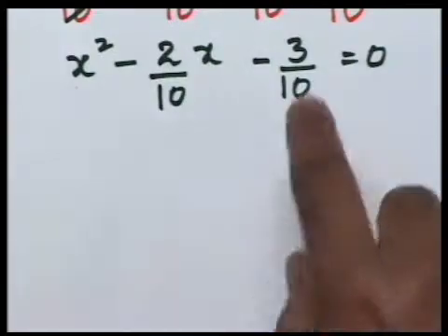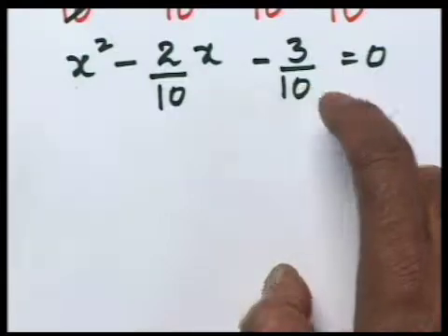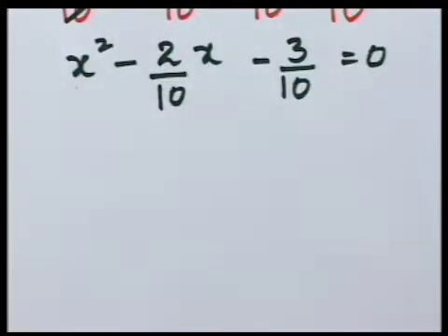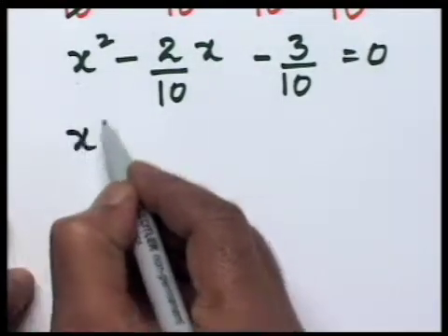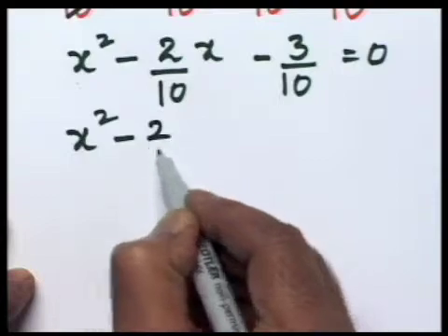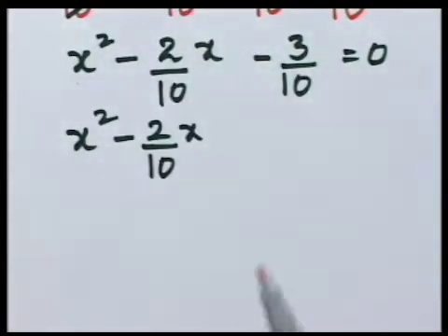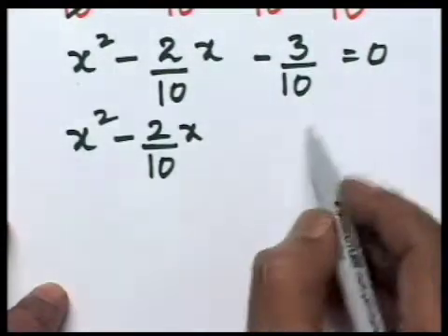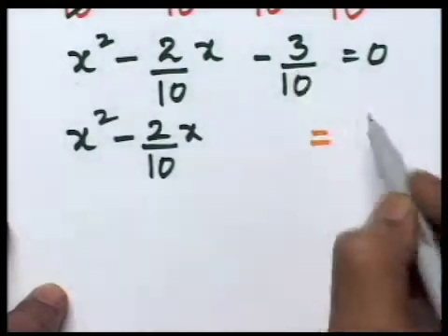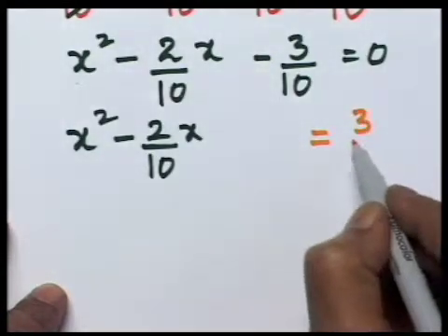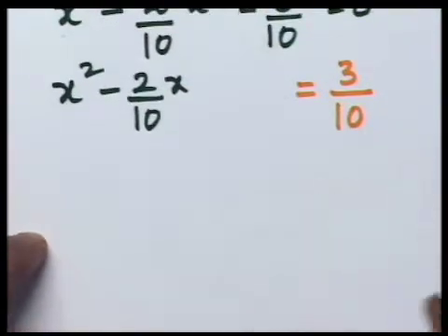So we transfer the last term to the right hand side. Okay, so the last term goes to the right hand side. So we'll copy the rest of the two terms the same. So it's going to be x squared minus 2 over 10 x, and we transfer that minus 3 over 10 to the right hand side. So leave some space, equals minus 3 over 10 will be a plus 3 over 10. Okay, that's what happened. Now you know what to do, right?